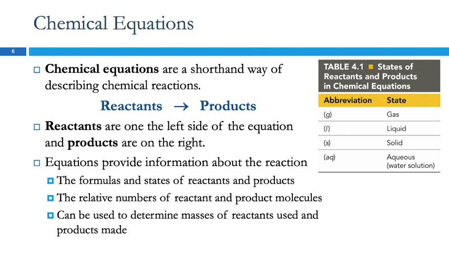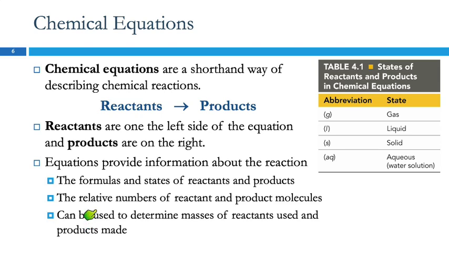There's a lot of information about a reaction in an equation. We'll have the formulas of the reactants and the products. We'll have their physical states. These are called state symbols, the abbreviations for the different states of matter. So G if it's a gas, L if it's a liquid, S for solid, and AQ for aqueous, meaning it's dissolved in water. A lot of things are aqueous.